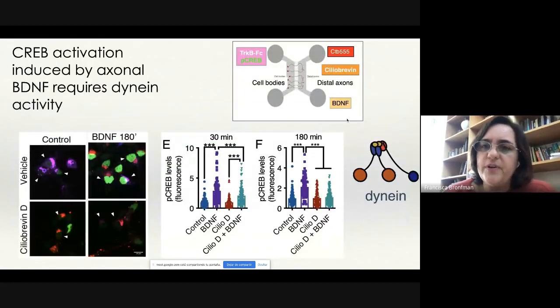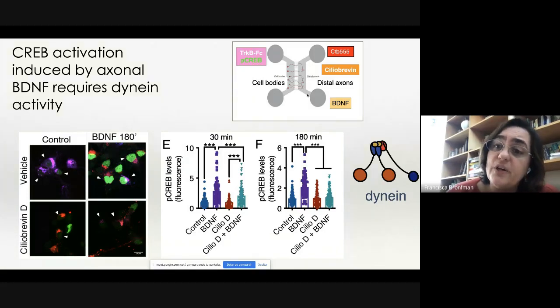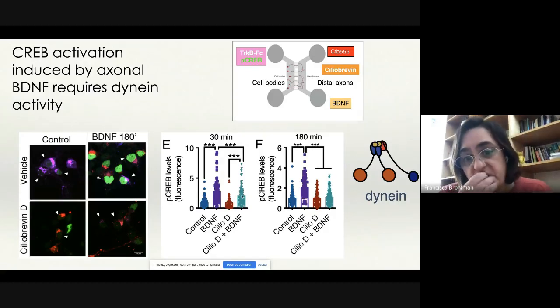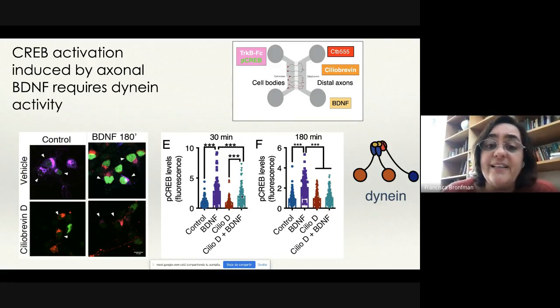Interestingly, if you reduce the activity of dynein, which is the motor that will transport a signaling complex from axons to the cell body, by inhibiting dynein in the axons with this drug, ciliobrevin, you will reduce the activation. Here is shown the activation of CREB by BDNF almost to its basal levels. But if you perform the same experiment when you stimulate for 30 minutes, you will reduce the activation of CREB, but still neurons are able to respond. So there is a reduction if you inhibit dynein, but not a complete reduction, suggesting that at early time points there are other components that might also be important for long distance signaling.